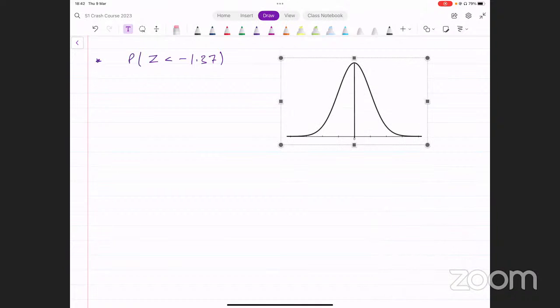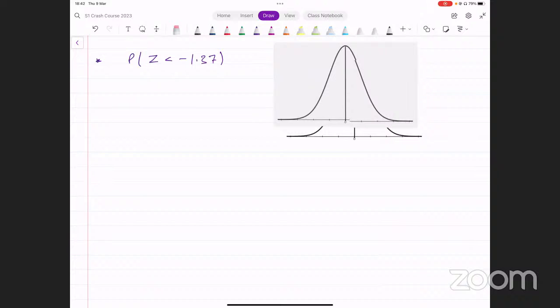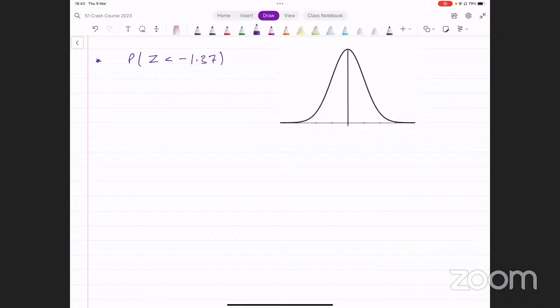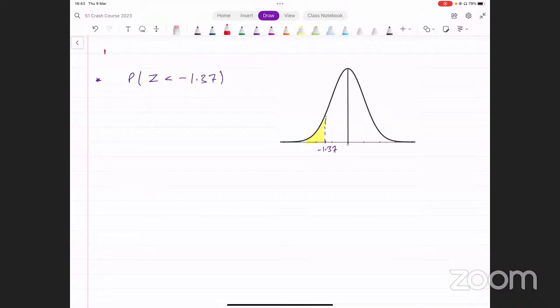Now, again, let's think of the normal distribution curve. This is how it looks like. Minus 1.37 maybe somewhere here. What we want is the area to the left of this value. So we're looking for this region, right? Now, how do you find this area? Again, it's not the standard form. The standard form looks like this. It's z less than a positive number. That's what the standard form looks like, okay?